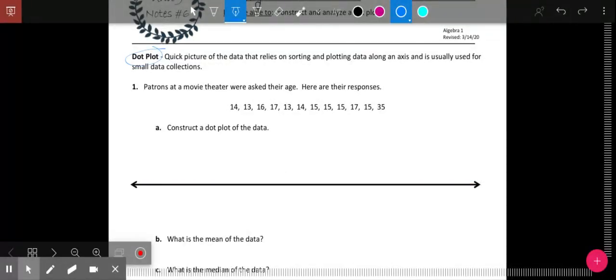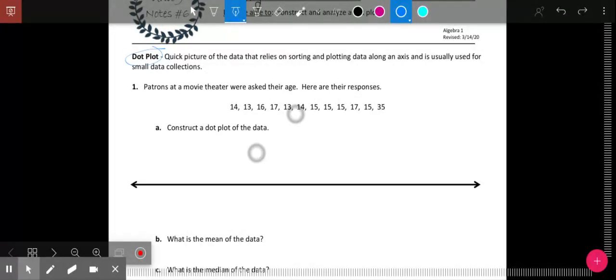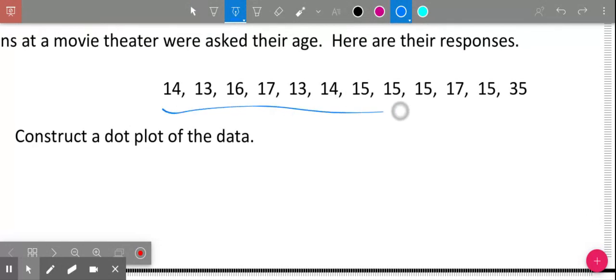Okay, so this one right here says patrons at a movie theater were asked their age, and here are the responses. So we have all of these responses for their ages. We first need to find our lowest and our highest, so we know how far we need to go on our dot plot. Our lowest is 13, and if we look for our highest, it's definitely going to be 35.